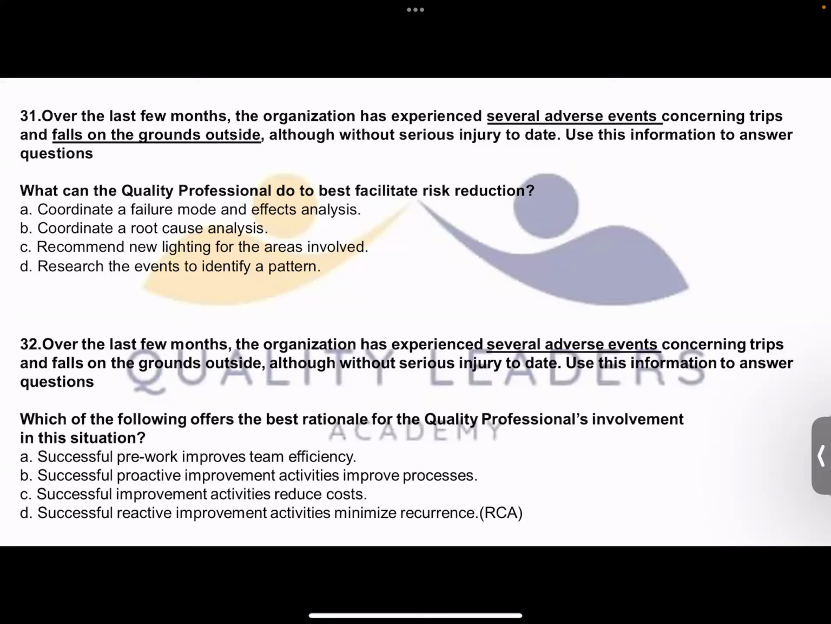Since these trips and falls have not yet resulted in serious harm, look here: without serious injury to date. So since these trips and falls have not yet resulted in serious injury, conducting a FMEA helps identify vulnerabilities in the outdoor environment and implement preventive measures to reduce the risk of future incidents. So this is the most effective method for facilitating risk reduction in this scenario. So the answer here is letter A, FMEA.